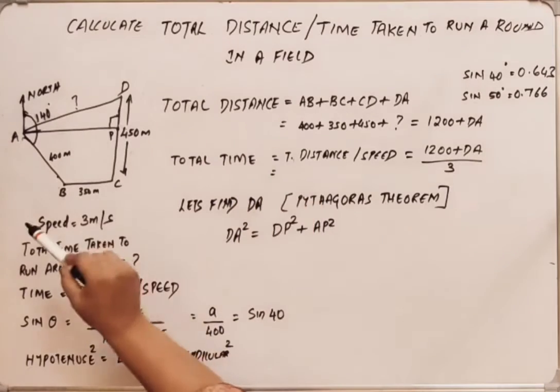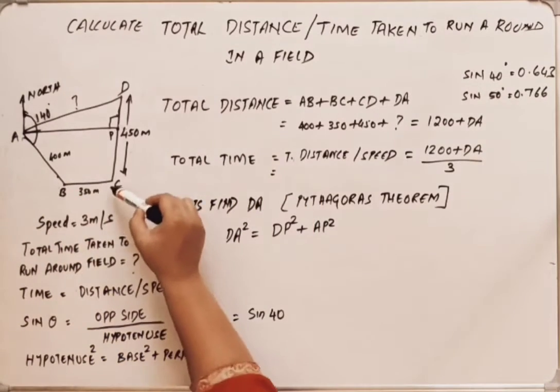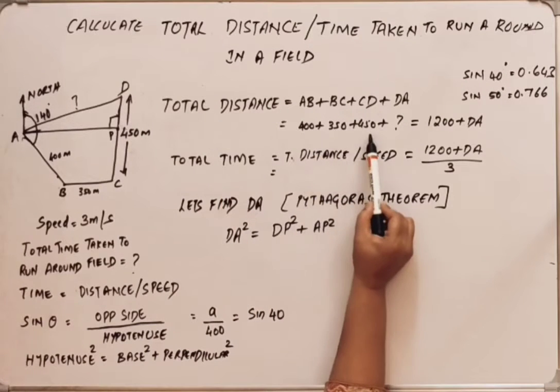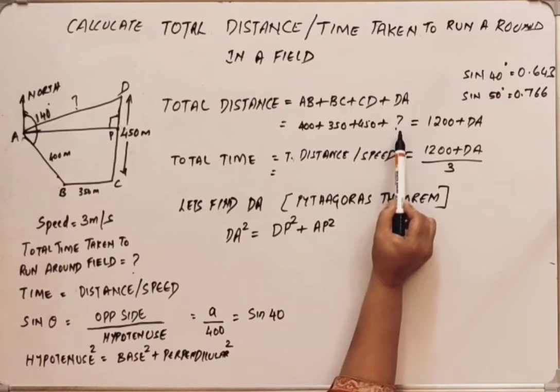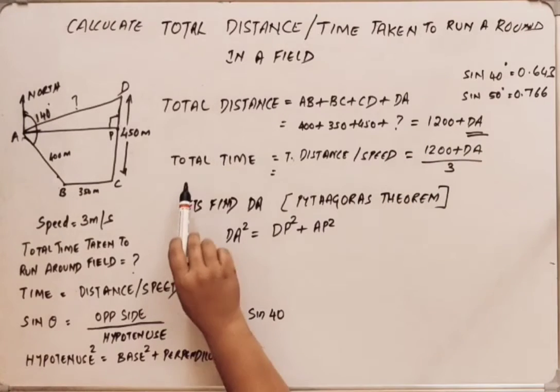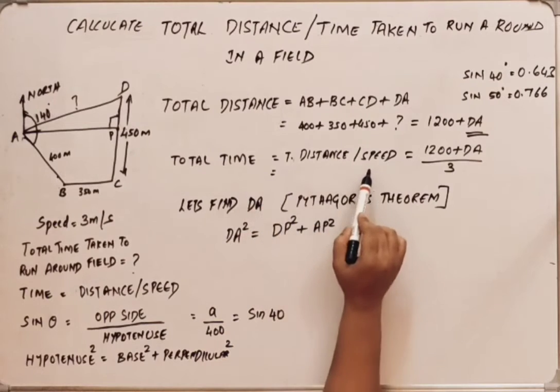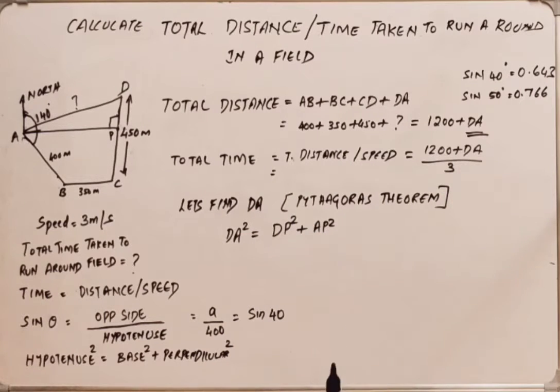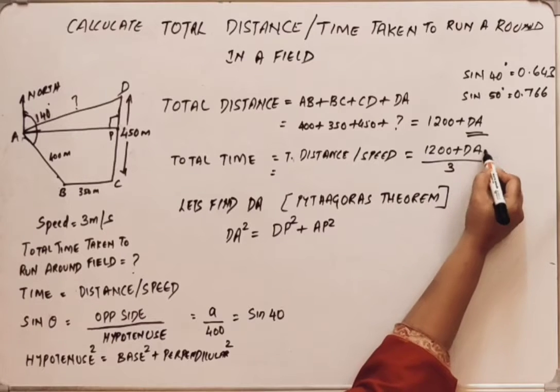So total distance is nothing but the sum of AB, BC, CD and DA. So we have 3 sides. DA is unknown, so we will have to calculate DA here. Total time would be total distance by speed, which is nothing but (1200 + DA) by 3. Now how do we calculate DA?